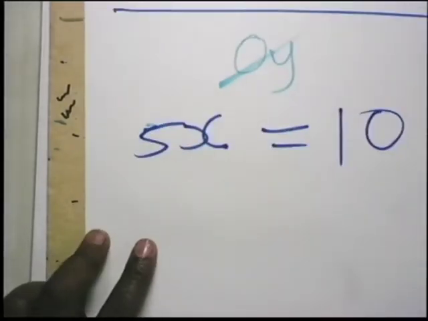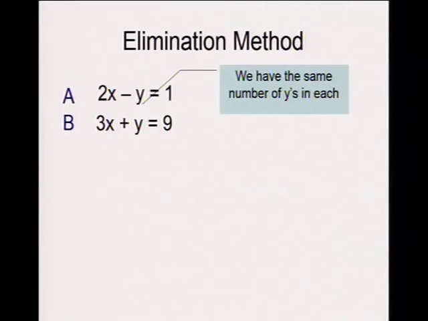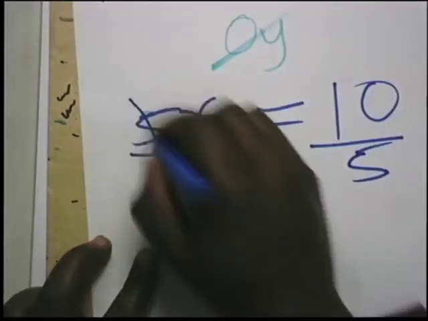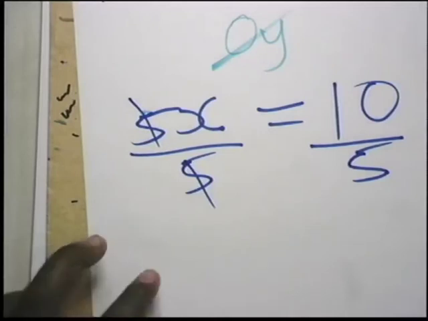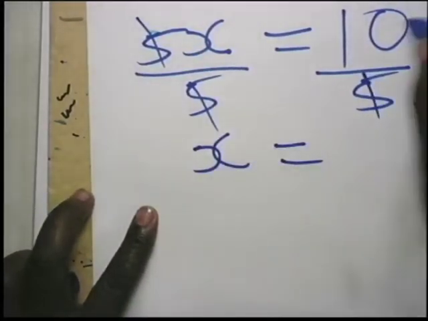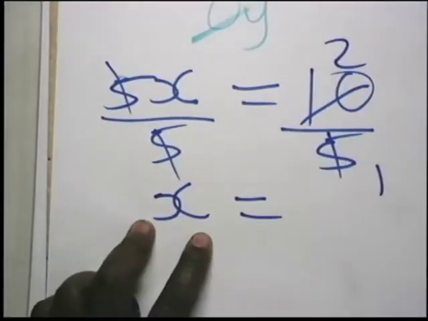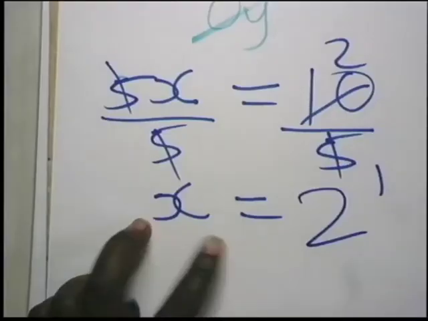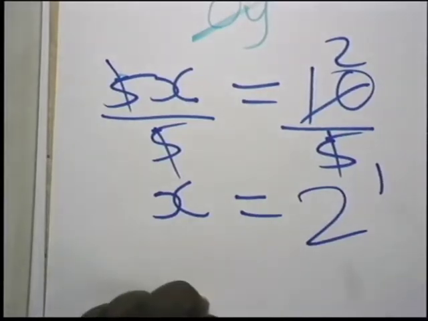So it's simple, isn't it? We go back to the ratios. We divide by 5 this side, and we also divide by 5 here. 5 into 5 cancels each other. Then we remain with x is equal to 5 into 10, 2. That's how we deal with that one. It's just going through the same steps. Divide both sides by 5, and we end up with x equal to 2, as shown on the slide.